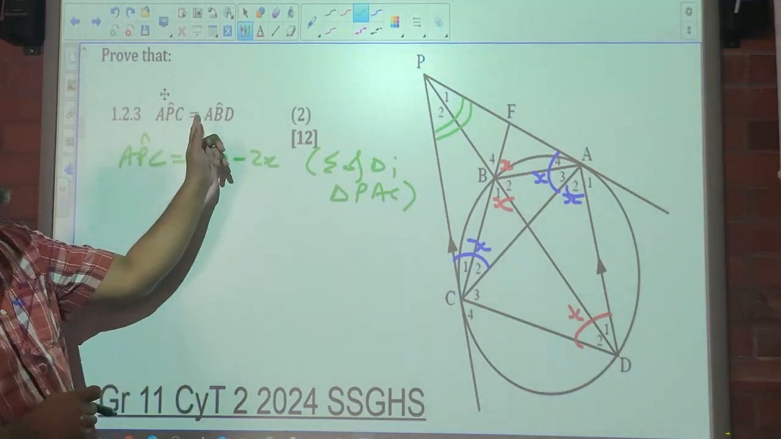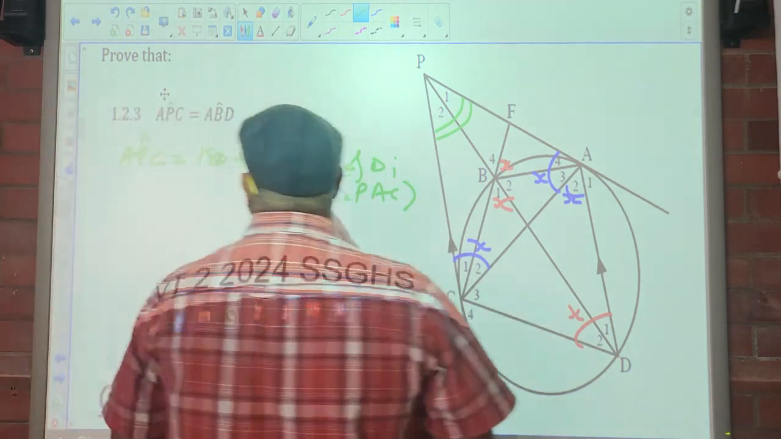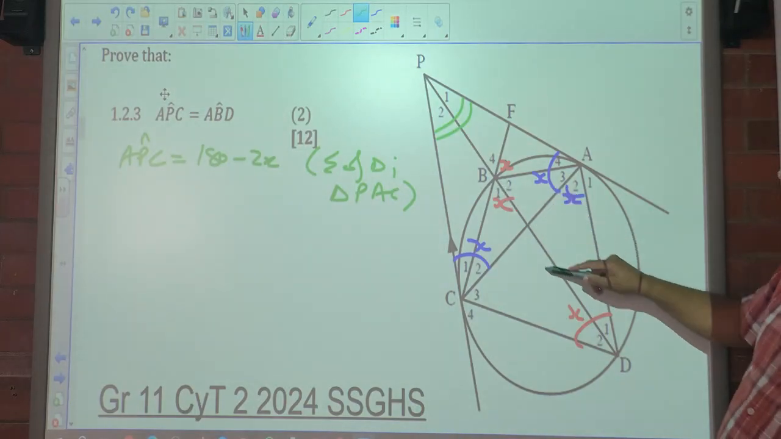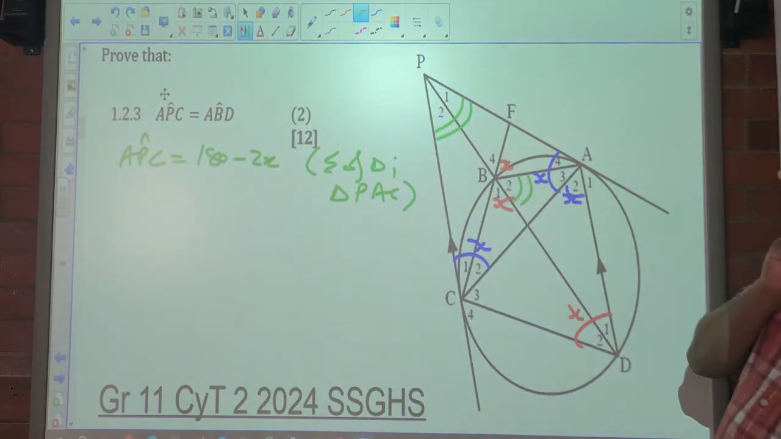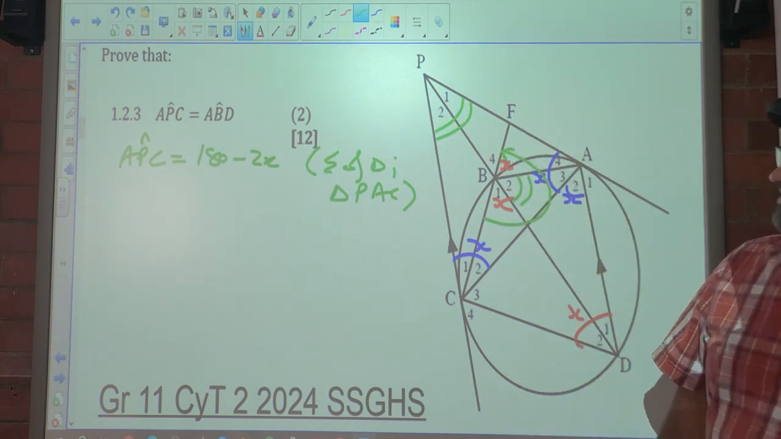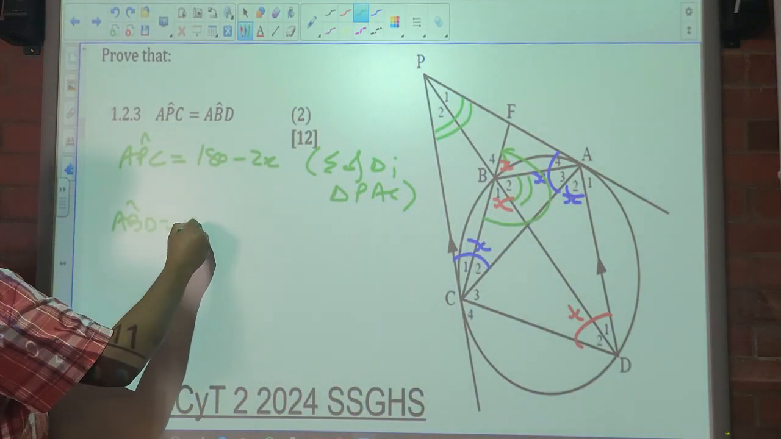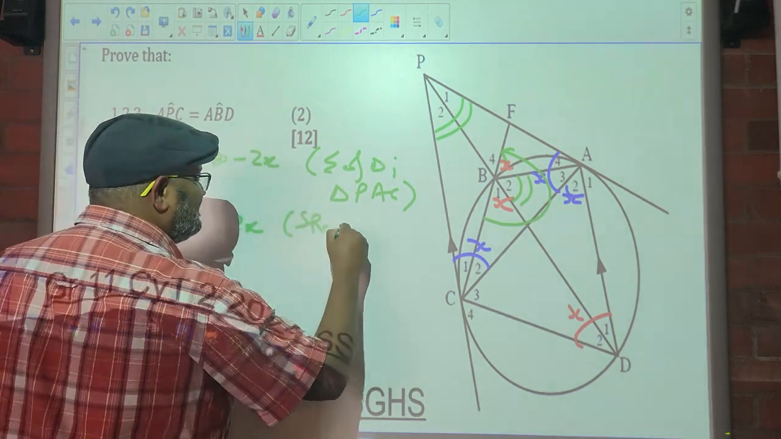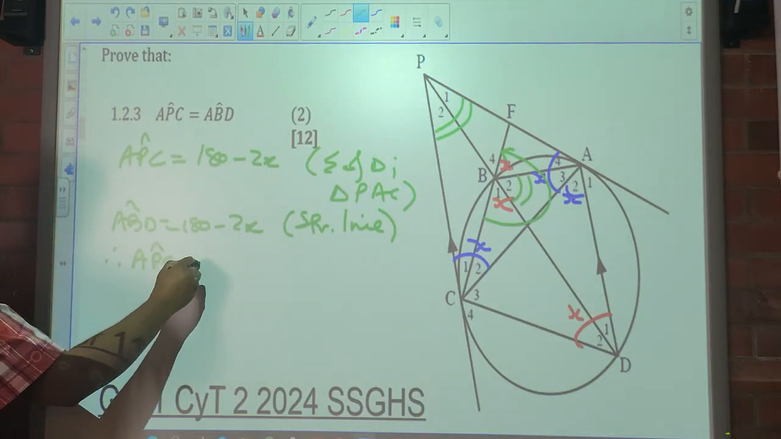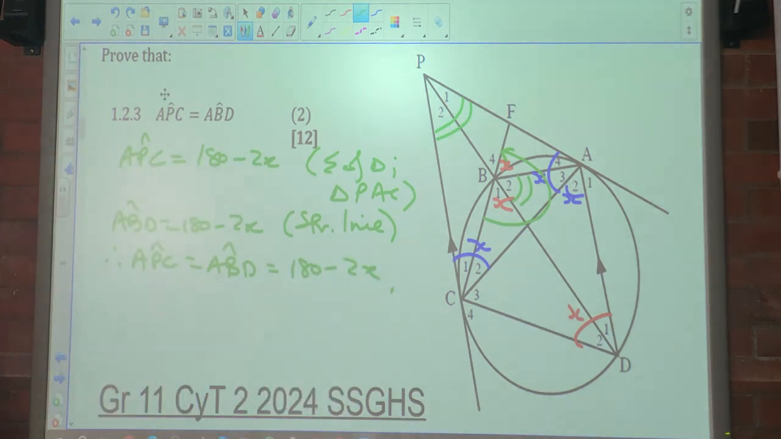So if I can prove that ABD is also 180 minus 2x, I've done the job. So let's see, where's ABD? This one here. What is that? Straight line. So ABD is 180 minus 2x. Why? Straight line. Therefore, APC is equal to ABD, which is equal to 180 minus 2x. Bob is your uncle? 12 marks in the bag.